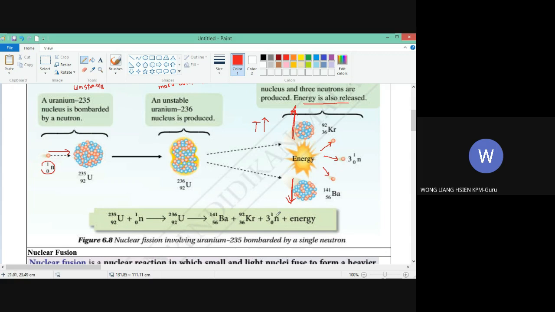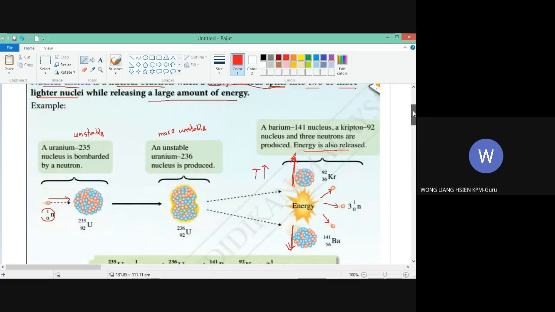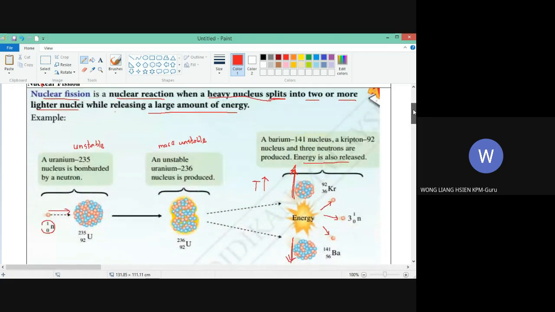So all of this energy will spread out in the substance and cause the temperature to increase. So we get heat energy. So this is nuclear fission.